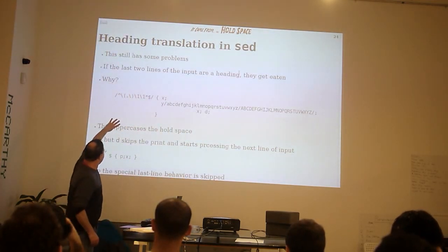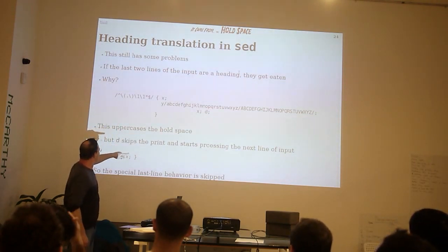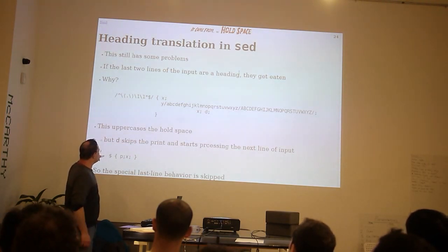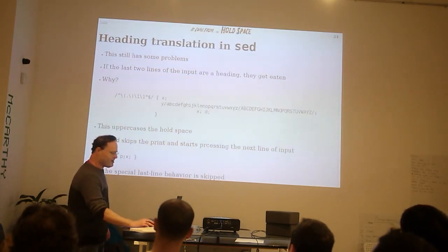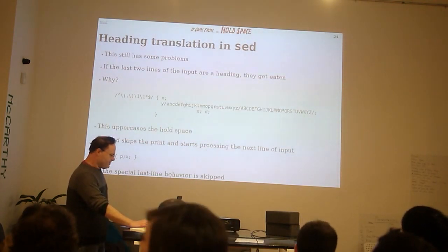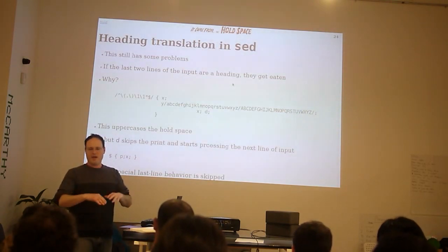Because, let's see, we uppercase the hold space, and then D skips the print, and then if that was the last line, then it comes here. The D means to skip the rest of the program, so I guess this never happens. The last line, you don't need to start before the end, if you want. If the last line is a row of underscores, it upcases the next.